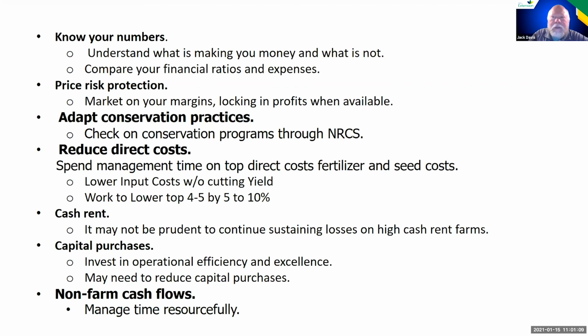Some may need to still hold off on that, so be careful as profitability returns. And I think the first thing is to build that liquidity back up and then invest for efficiency and operations. Sometimes farms are asked too much of the business, so be careful in managing your time and make sure it's fully employed and you're only asking what the farm can provide to you.